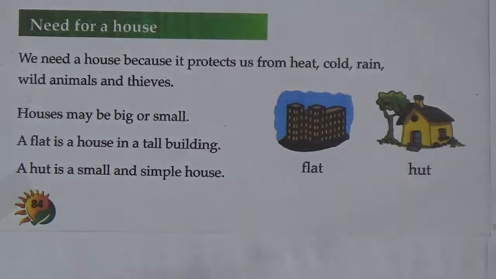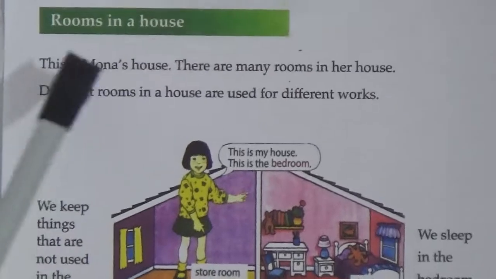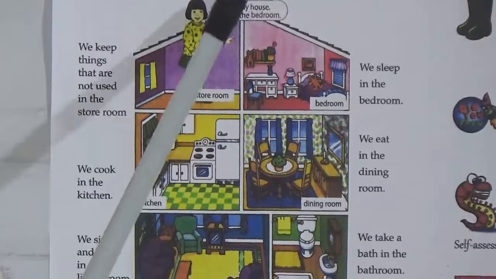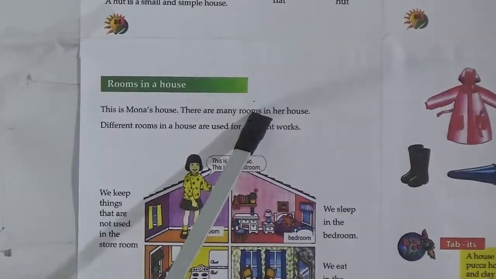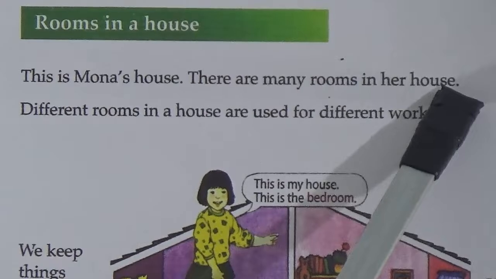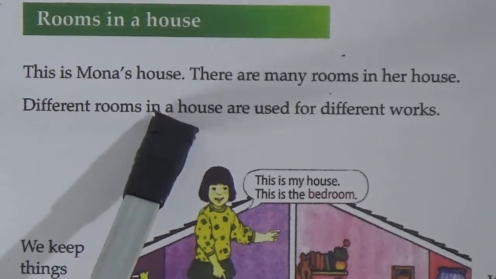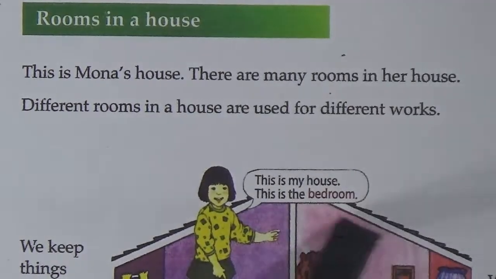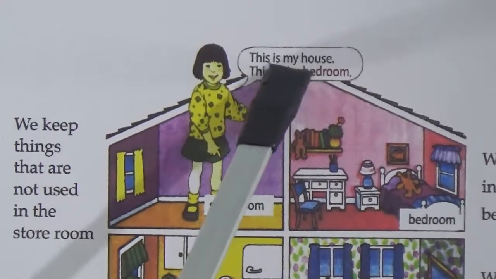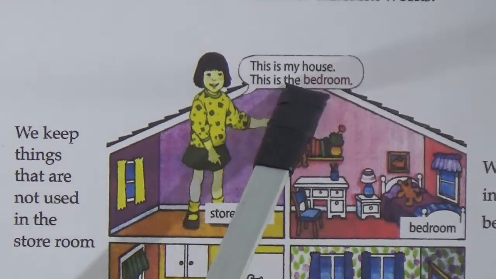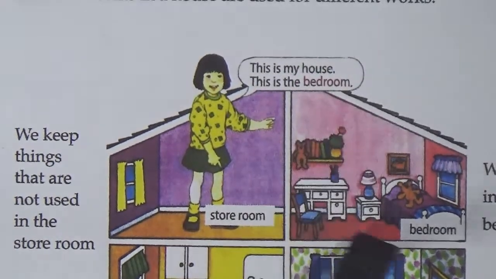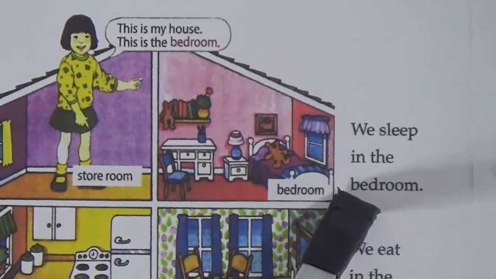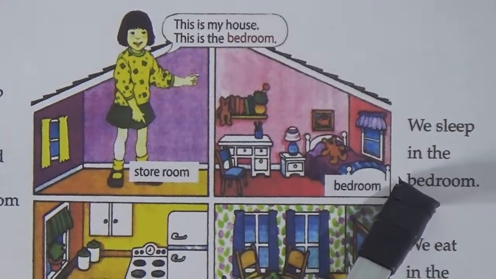Now we will know about rooms in a house. This is Mina's house. Look at the picture. There are many rooms in her house. Different rooms in a house are used for different works. First one, Mina is saying that this is my house. This is the bedroom. We sleep in the bedroom. What do we do in the bedroom? We sleep in the bedroom.